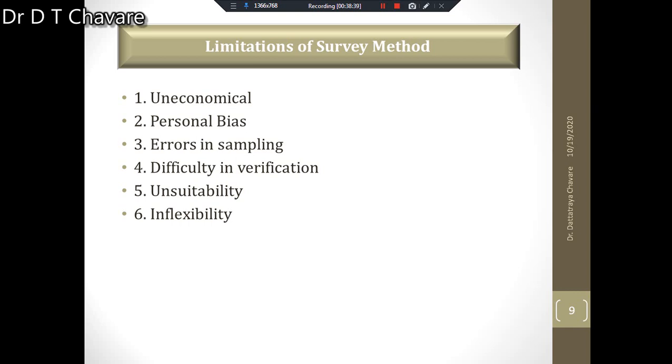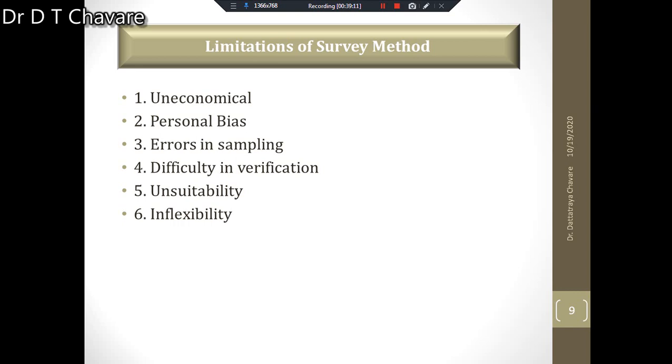And the last limitation we have to discuss here is inflexibility. It means rigidity. Other methods are flexible, but the survey method is inflexible, as it does not permit changes in the research design or in the sample design in the course of research. It means that such inflexibility is also a limitation of the survey method.